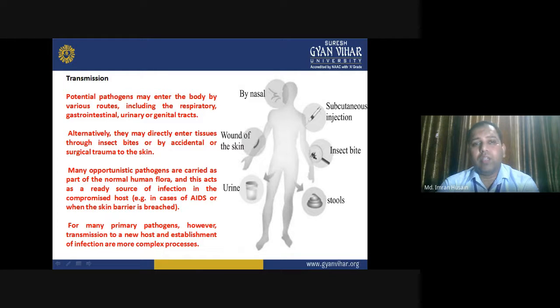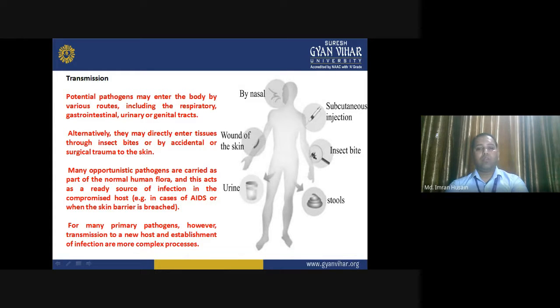Alternatively, they may directly enter tissues through insect bites or by accidental or surgical trauma to the skin. So wherever they see an opening, they proceed to infect your body because they are mostly opportunistic in nature. Many opportunistic pathogens are carried as part of the normal human flora, and this acts as a ready source of infection in the compromised host.